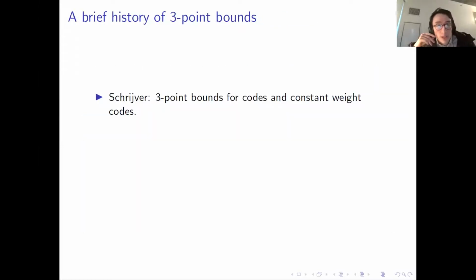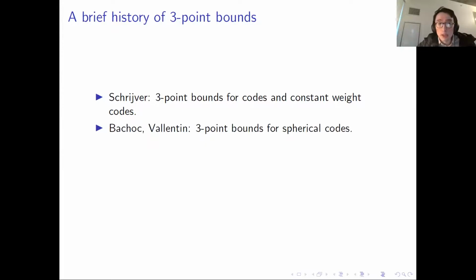So let's switch now to three-point bounds for sphere packing. So here's a brief history. Three-point bounds were introduced by Schrijver for codes and constant weight codes. And a few years later, Bachoc and Vallentin gave three-point bounds for spherical codes. And this improved the best known upper bounds for kissing numbers in a number of dimensions.